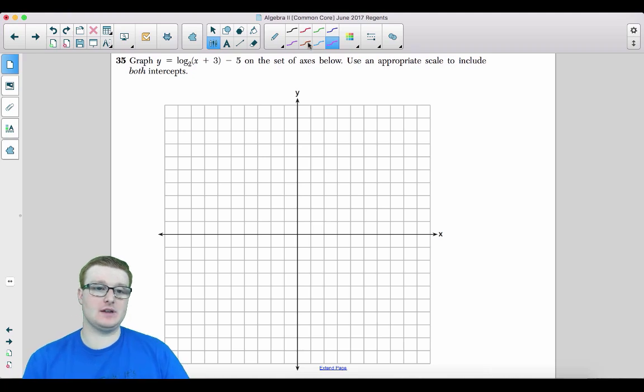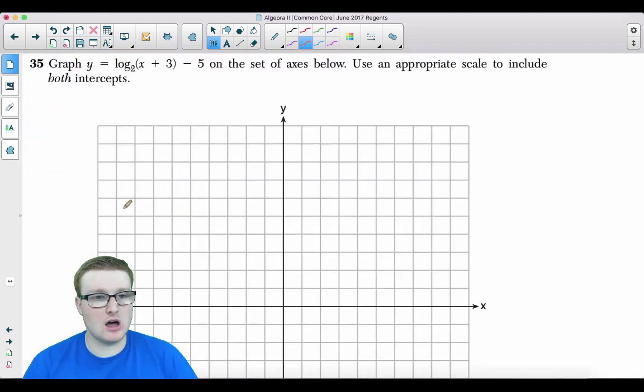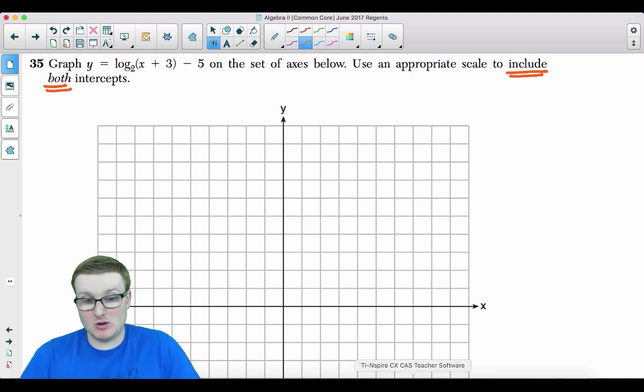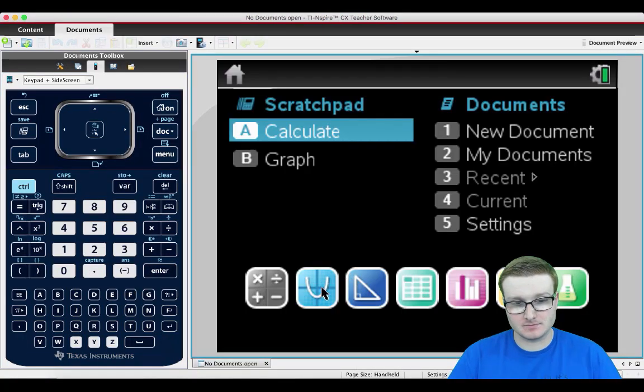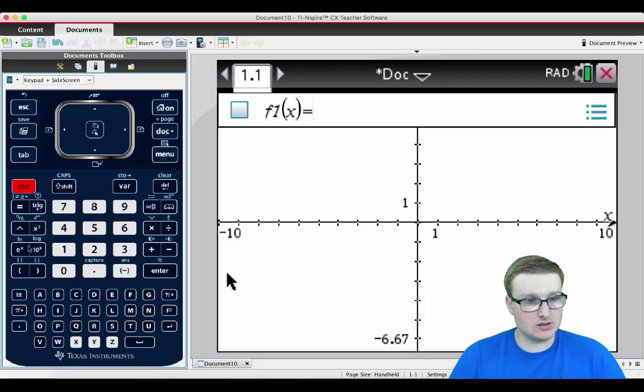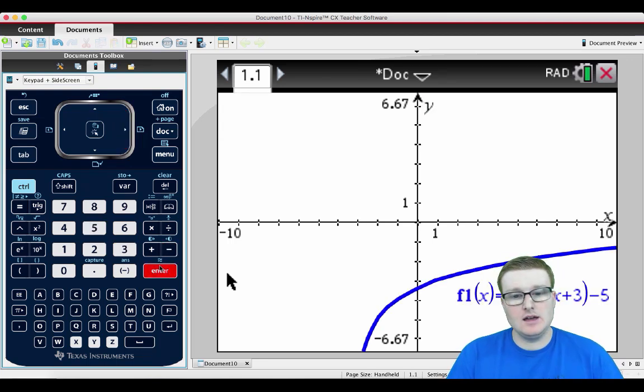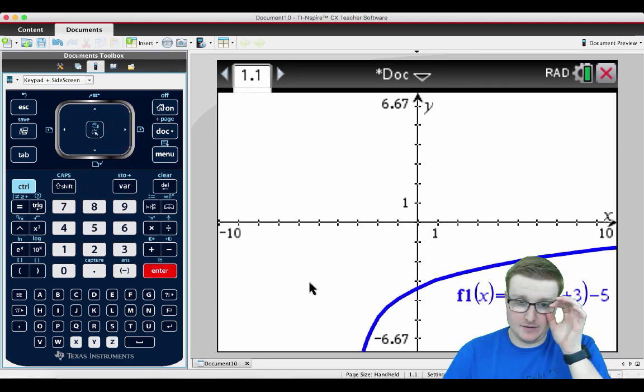Number 35. Graph y equals log base 2 of x plus 3 minus 5 on the set of axes below. Use an appropriate scale to include both intercepts. Yes, you need to show the y-intercept and the x-intercept. So I'm going to go to my graphing calculator and graph y equals log base 2 of x plus 3 minus 5. And we get that stuff right here.